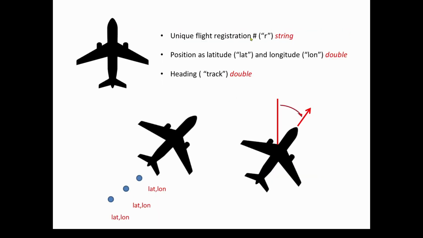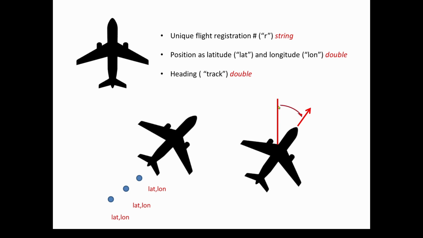So we're going to have a registration number, latitude, longitude, and track, and then the latitude and longitudes are going to define points. We're going to have to convert those to pixel values, and then the track or the heading, we're going to have to figure out how am I going to rotate. We're going to have basically an image we're going to have to rotate.